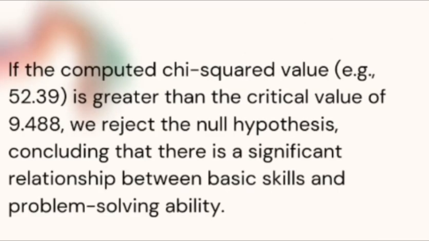So, to conclude it, if the computed chi-squared value, for example 52.39, is greater than the critical value of 9.488, we reject the null hypothesis, concluding that there is a significant relationship between basic skills and problem-solving ability.